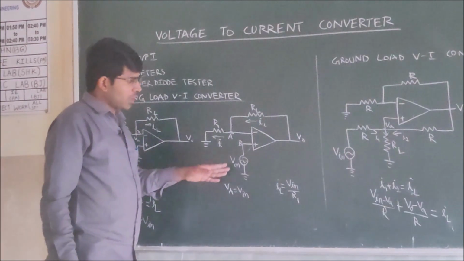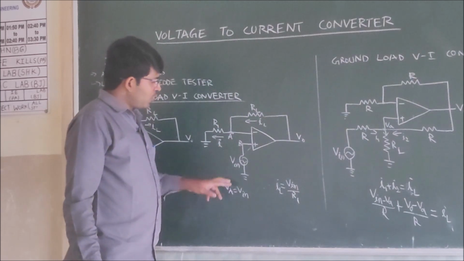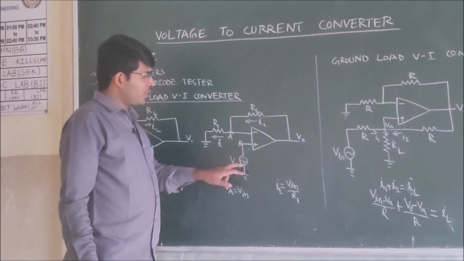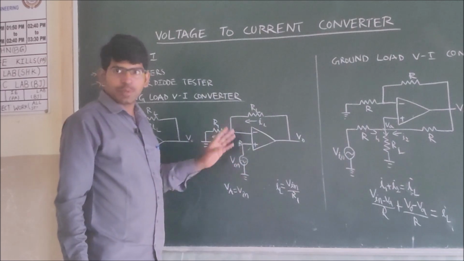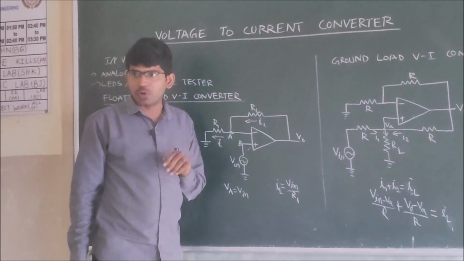A similar concept we are trying to understand here. We know VA is equal to Vin. How is VA equal to Vin? Because it is the concept of the virtual ground.